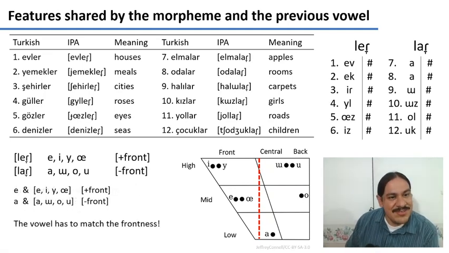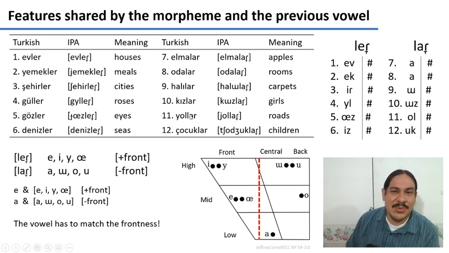So this is something interesting. The allomorph has to match the frontness of the vowel before it. So for example, in gül-ler, roses, gül, the ü is a plus front sound. So we're going to find a plus front e in the allomorph. On the other hand, in yol-lar, o is a minus front sound. So we're going to find a minus front a in the allomorph.